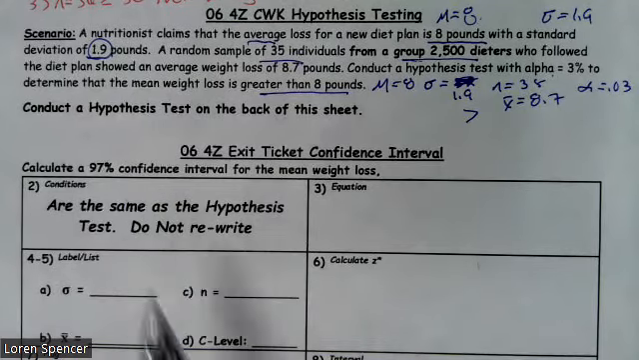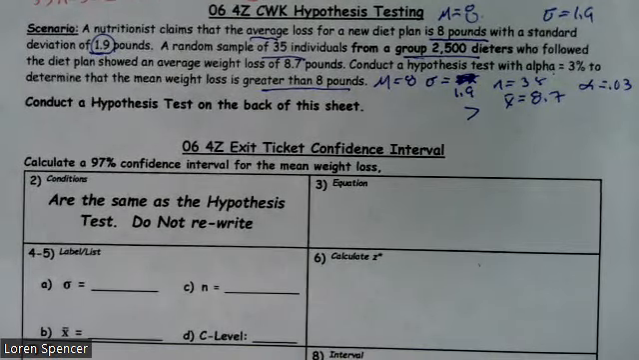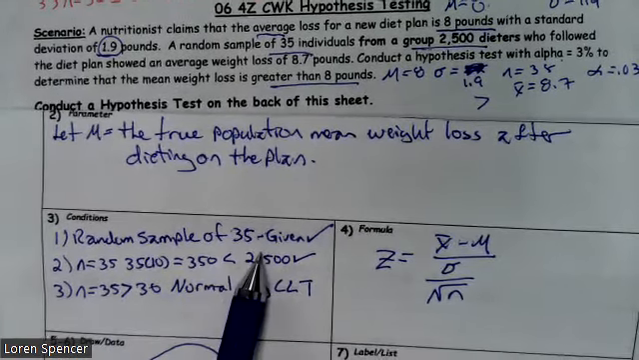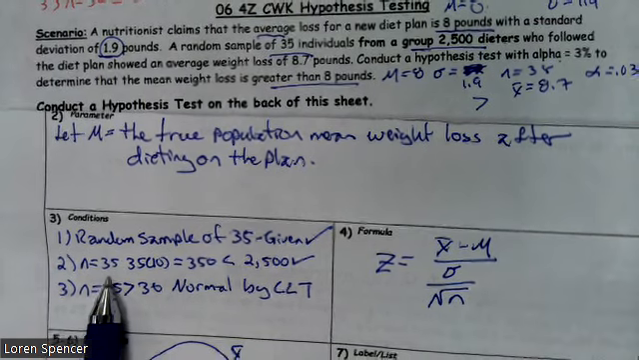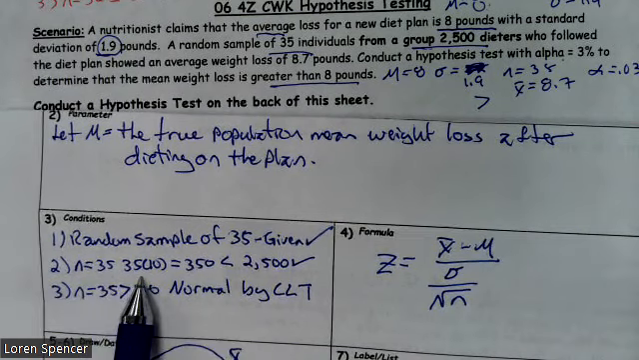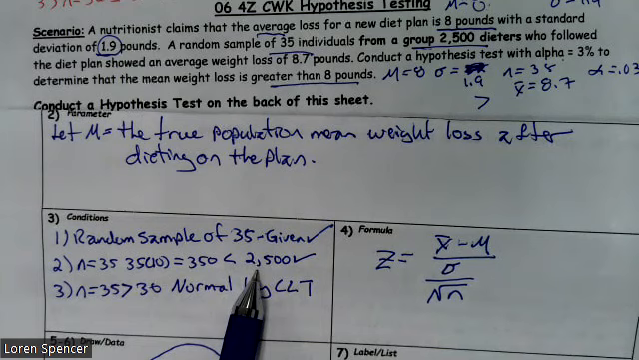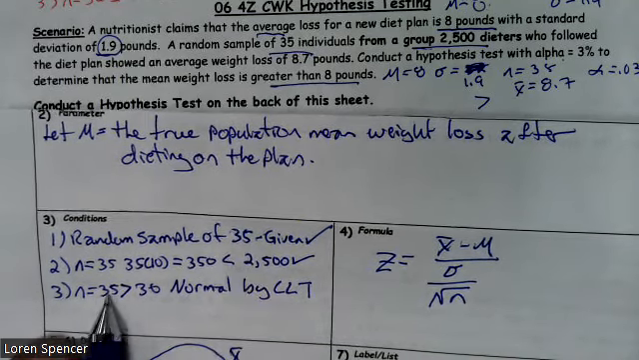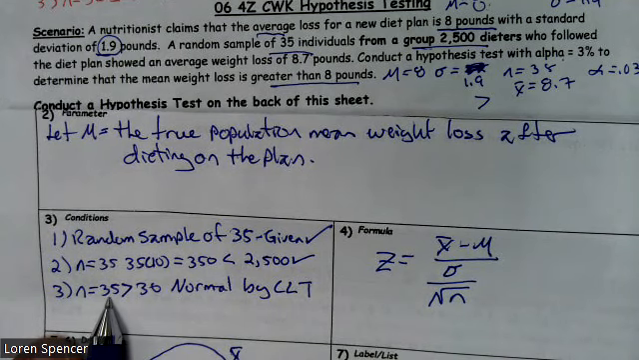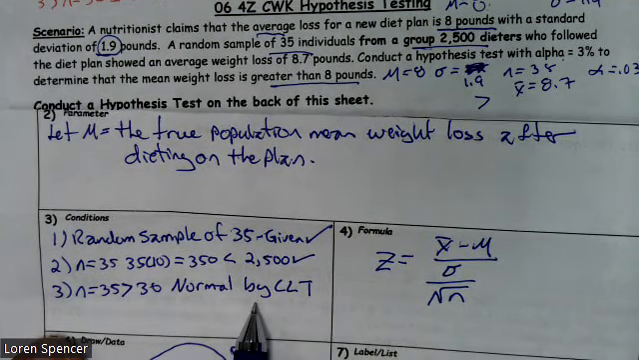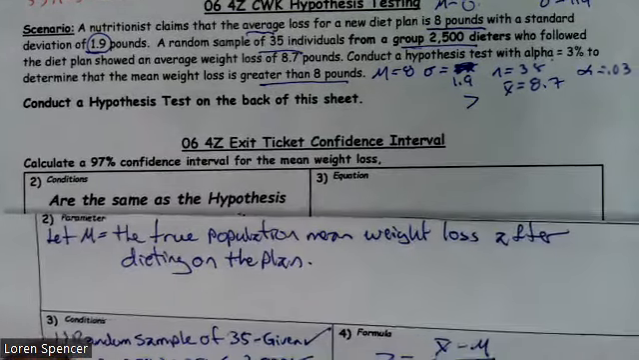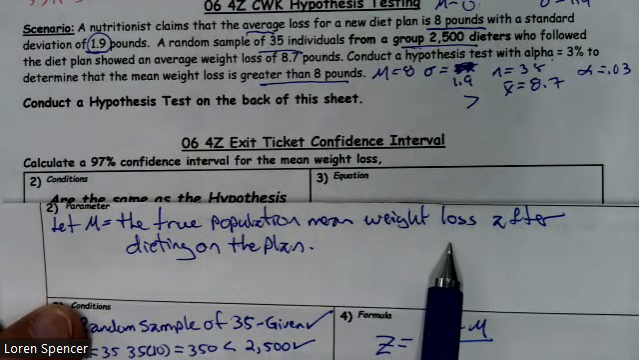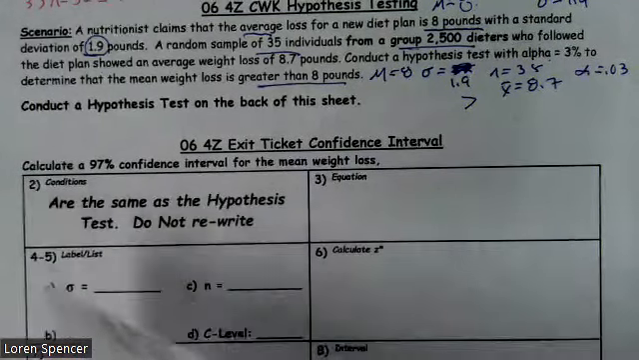Our conditions, we already did those, so we're not going to rewrite them. But basically, just as a review, a random sample of 35 was given. Our sample size was 35, and 35 times 10 is 350. That's less than 2,500, so we did not violate the n is less than 10% condition. They did not tell us it was normal, but our sample size of 35 is greater than 30, so it's normal by the central limit theorem. The other thing we're going to need to pay attention to is our parameter, and let mu equal the true population mean weight loss after dieting.